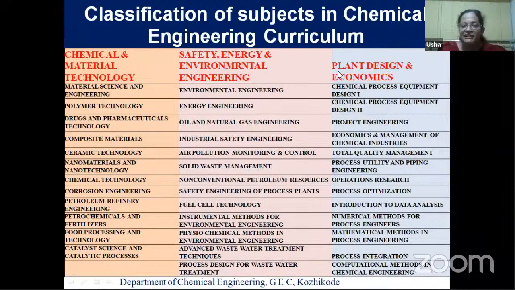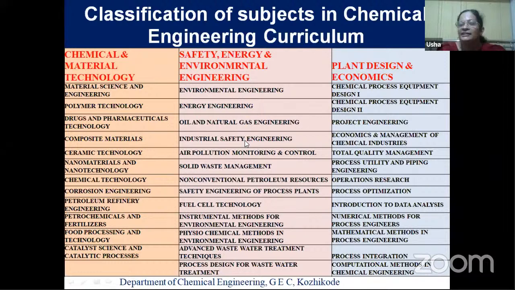The last one is the main point, that is plant design and economics. After studying these subjects, you are designing a plant. For that, you are studying equipment design, chemical process equipment design 1 and 2. These are the design subjects. You are using the handbook and IS codes for the designing. Then project engineering: for the project report preparation, you are using project engineering.